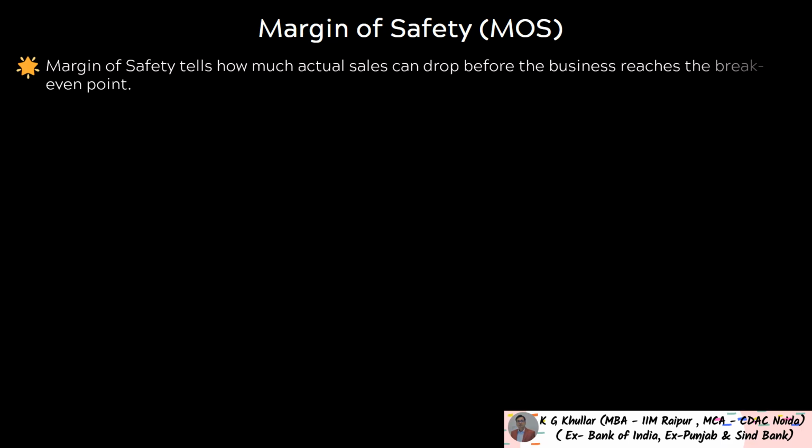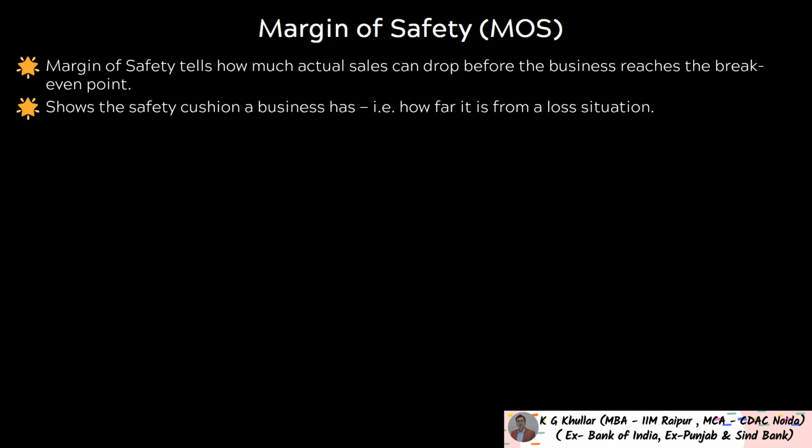Next, let's discuss a very useful risk analysis tool in cost accounting. That is the margin of safety, also known in short as MOS, and its relationship with operating leverage. Now friends, in cost accounting, margin of safety helps us understand how much actual sales can drop before the business reaches the break-even point. In fact, it shows the safety cushion a business has. That is how far it is from a loss situation.